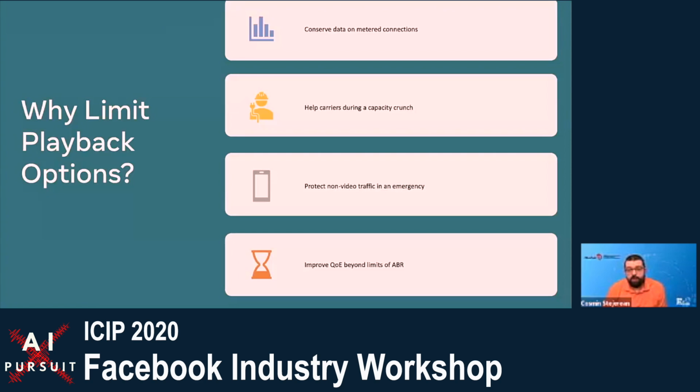Also, for our own reasons, we may want to protect the non-video traffic in an emergency for Facebook itself, so that people can use the application to be able to communicate with their friends and family, and maybe watch a little bit less video or spend a little bit less data on the video that they watch, so that we can protect that traffic. And then lastly, in some situations, we may want to improve the quality of experience beyond the limit of the client-side adaptive bitrate algorithm, where we notice in certain situations we may want to nudge it towards a particular end of the spectrum in order to maximize that utility. And this is something that may change over time as the client-side algorithms become smarter and more able to rapidly deal with changing network conditions.